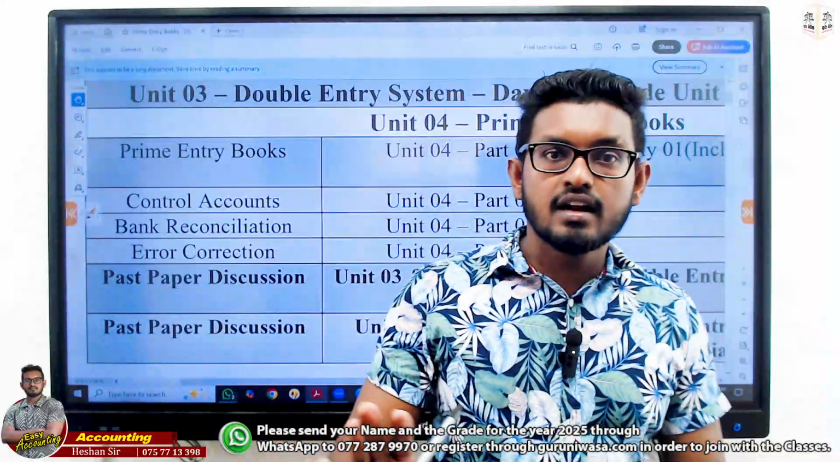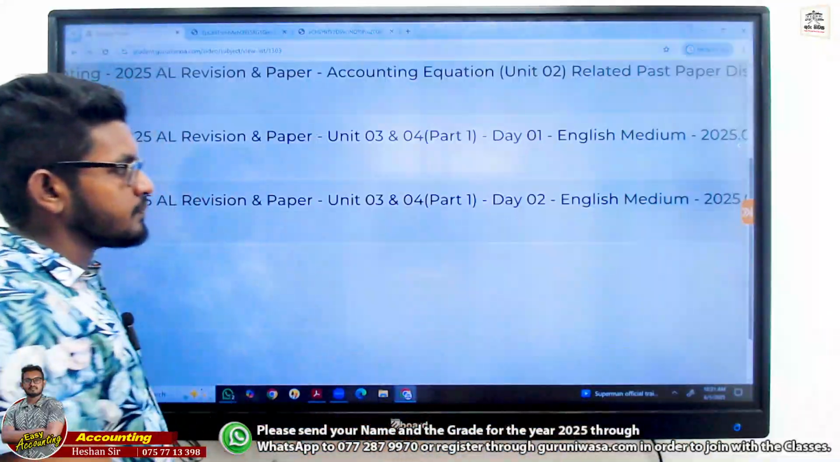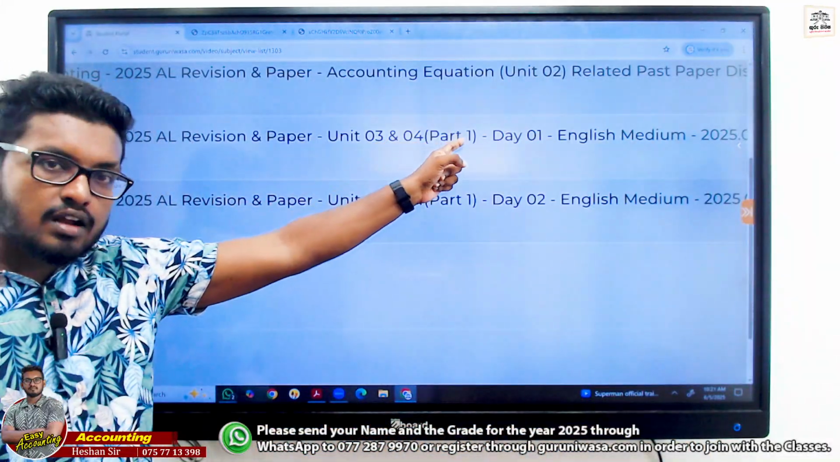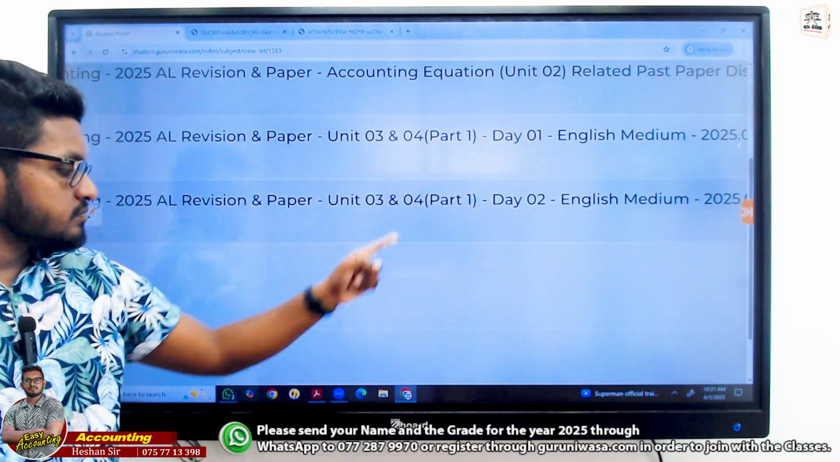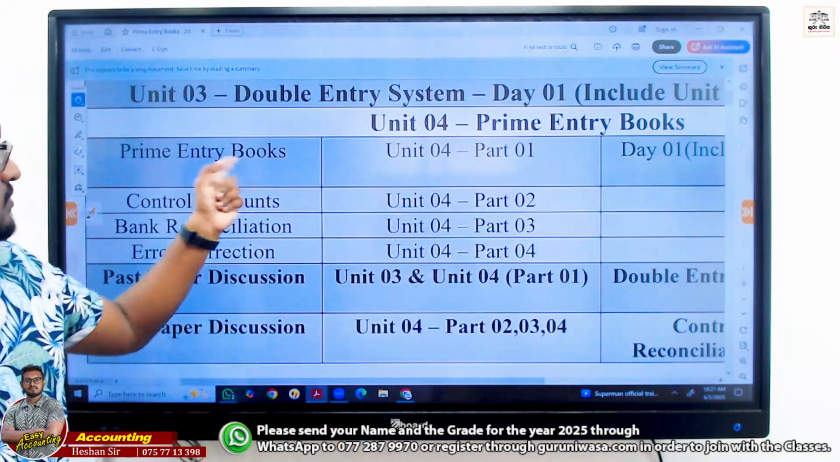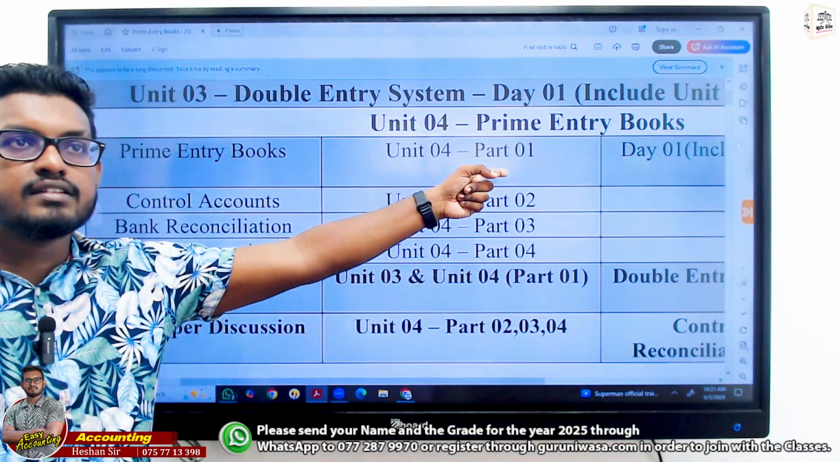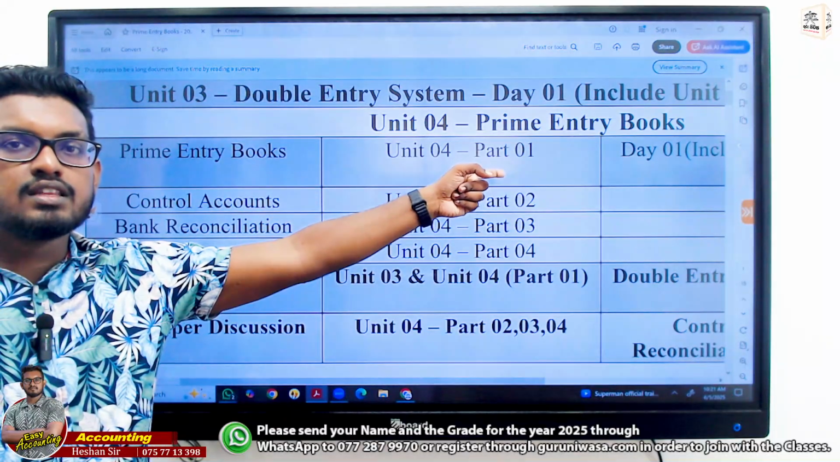When you're recording, don't get confused. That is what I said. Unit 3 and 4 part 1. Unit 3 means double entry system. Unit 4 part 1 means primary book. Can you hear me, guys? Understand? Right? Send me a thumbs up.